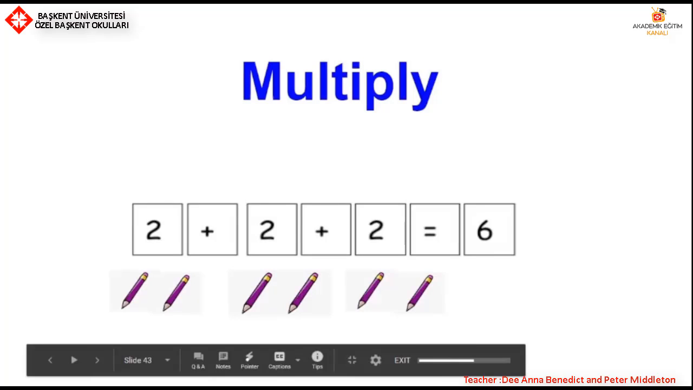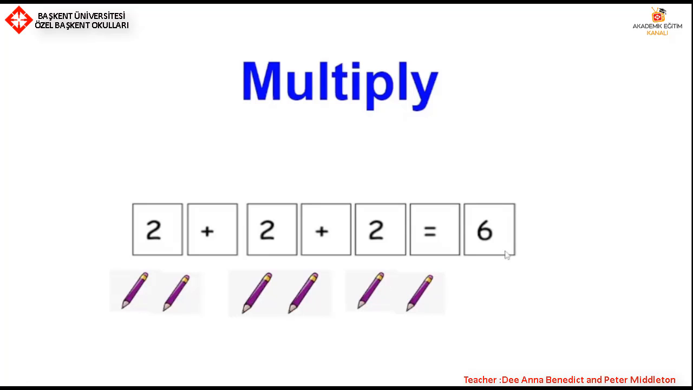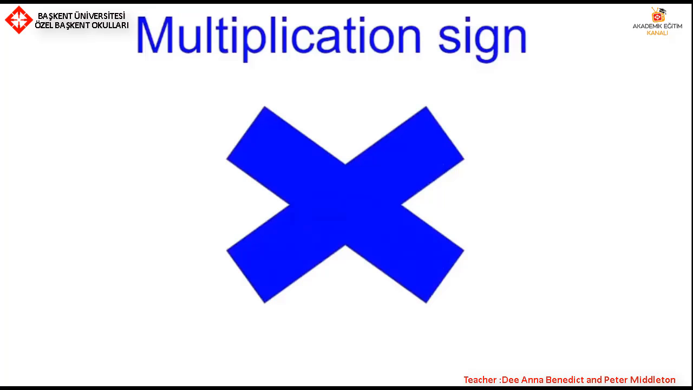Look at the pencils. How many pencils are there? We can add them. 2 pencils plus 2 pencils plus 2 pencils equals 6 pencils. This is a multiplication sign. We say times.